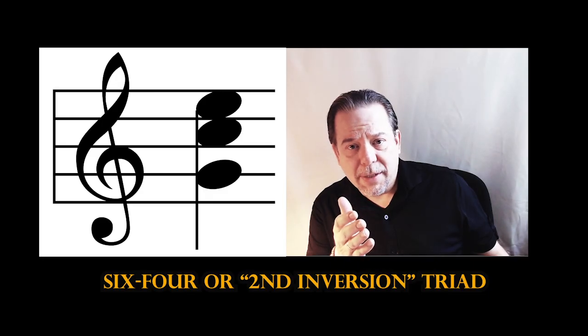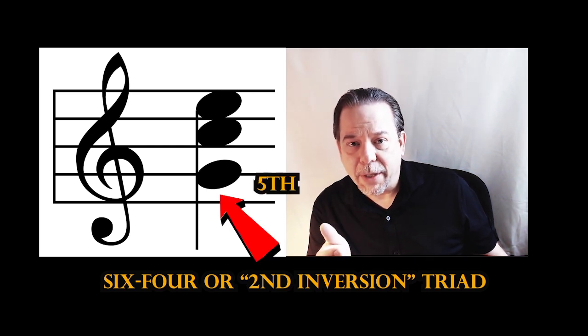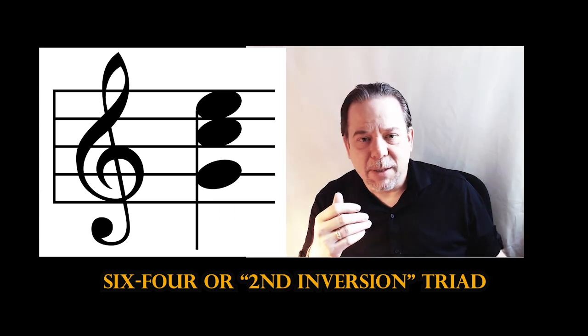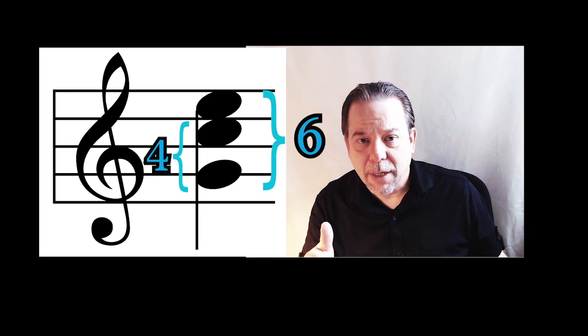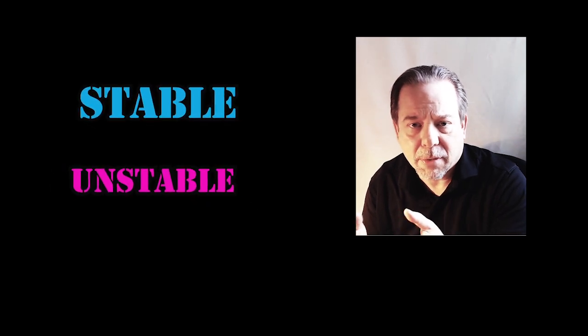A 6/4 chord is simply a triad that has the fifth in the lowest voice. What that does is it creates a very unstable sound. The reason for this is because of the intervals of the sixth and fourth, which are created when the triad is in second inversion. These are less stable than the intervals we find in a root position triad, the fifth and the third. In tonal music, it's the fluctuation of stable and unstable intervals or harmonies that propels the musical line forward.